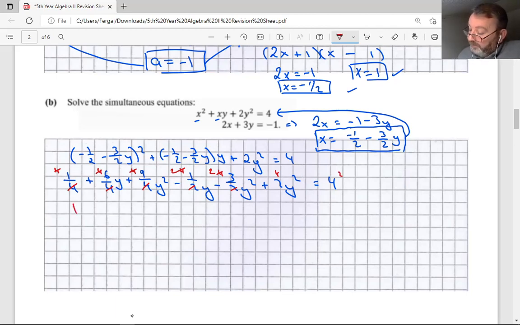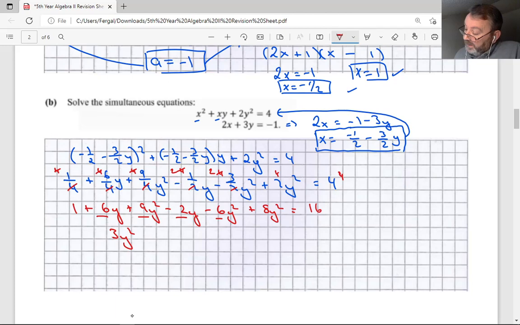So we end up with 1 plus 6y plus 9y squared, and then we have minus 2y minus 6y squared plus 8y squared is equal to, what was I multiplying across? By 4. So 4 by 4 is 16. Okay, tidied up. 9y squared minus 6y squared is 3y squared. 6y minus 2y is 4y. Is that it? 6 minus 2, yeah, plus 4y.